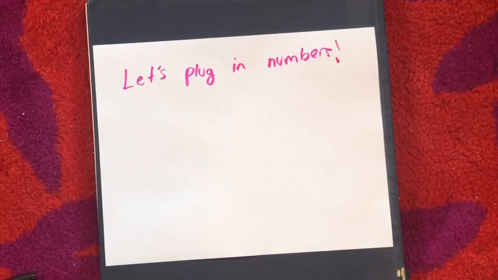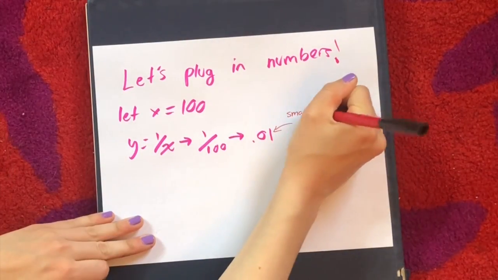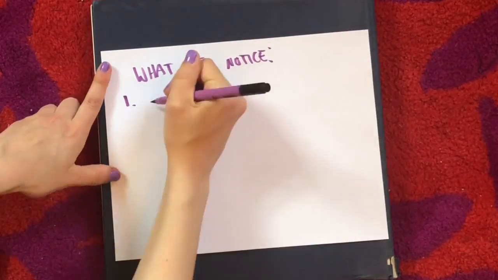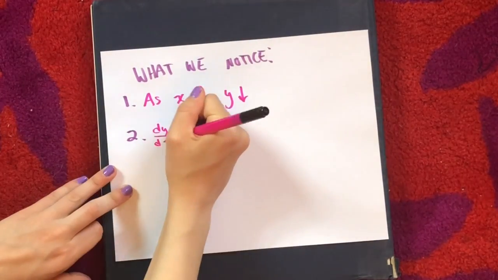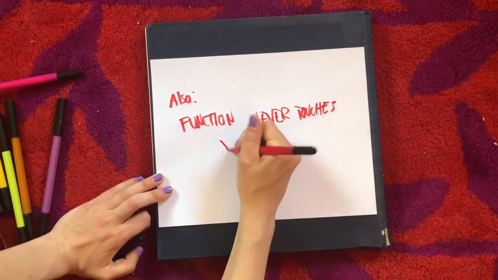Try letting x equal 100. What's your y value? Well, it would be 1 over 100, or 0.01. That's a pretty small number. Let's try 1000: 0.001. Notice how, as your x values increase, your y values decrease, but at a decreasing rate. Note how the function also never crosses the x-axis.